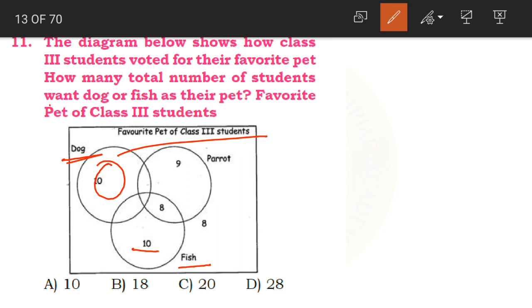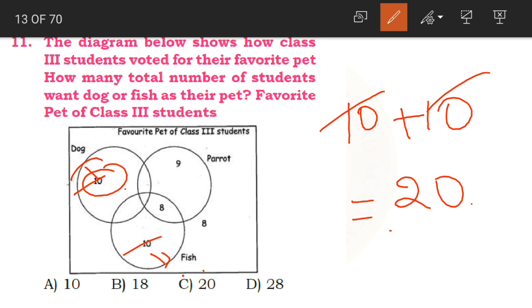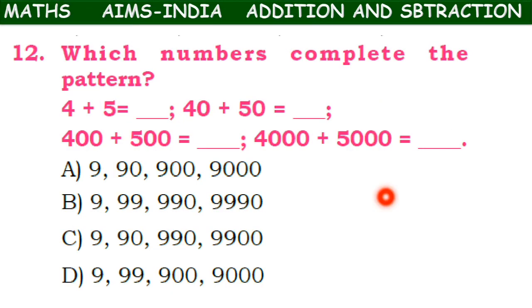So we need to find out how many want either dog or fish. So dog is also okay, or fish. So dog or fish means what? We need to add these two. 10 plus 10 is 20. If I say 10, these children want only dog as their pet. Again here 10 means only they want fish as their pet. Now dog or fish. Yes, of these 20 people, few want dog and few want fish. So 20 becomes our answer, that is option C.